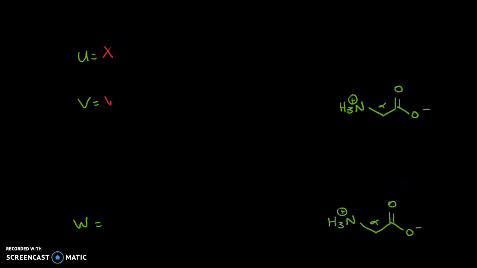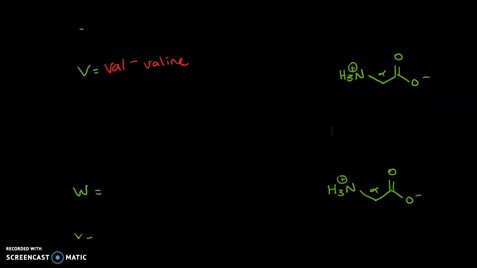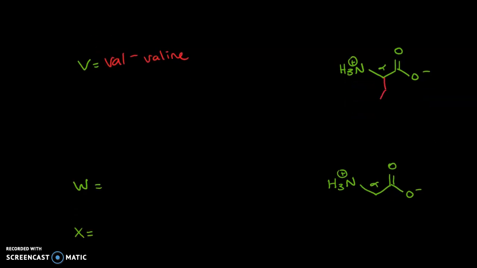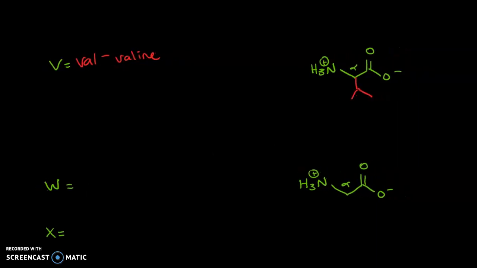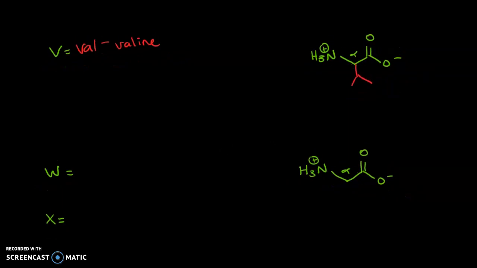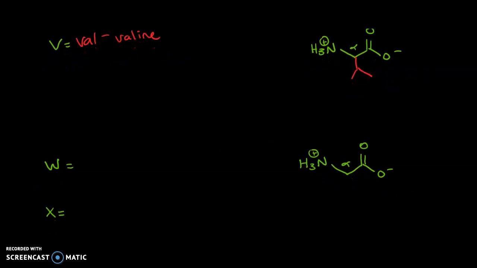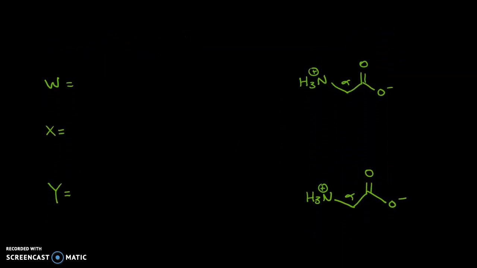The next one is valine. And valine is an easy one to remember just because it kind of looks like a V hanging off of our alpha carbon. And this is another one of those non-polar hydrophobic molecules, so it's going to be found on the inside of proteins.